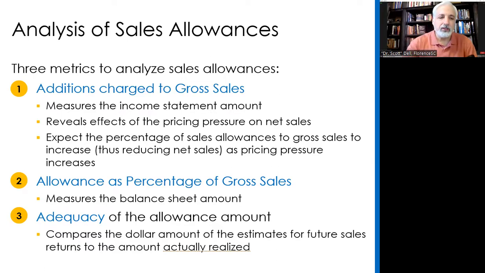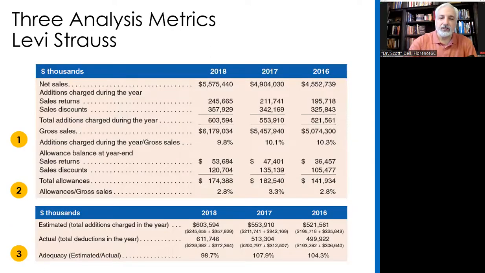So we've got three points here, and I'm going to go to the next slide, which actually isolates those three points. One has additions charged during the year over gross sales. And then we have allowances over gross sales. And then we have something called adequacy, which incorporates a balance sheet as opposed to the income statement. And we're looking down at these and saying, if we have sales returns, sales discounts, whatever else associated during the year, we look down here and we say $600,000 out of $5.5 million is never going to be seen.